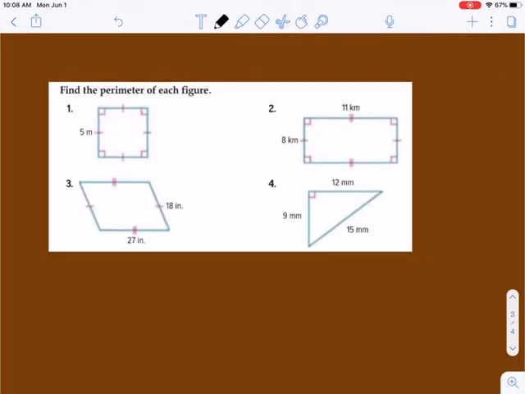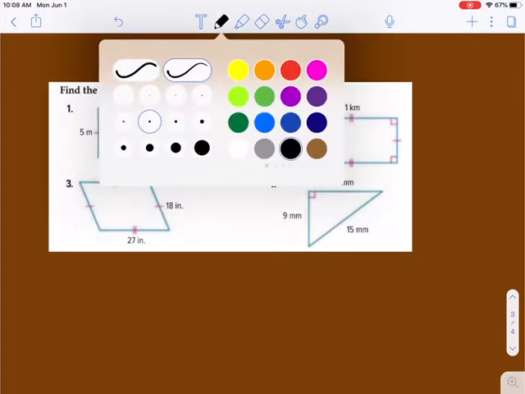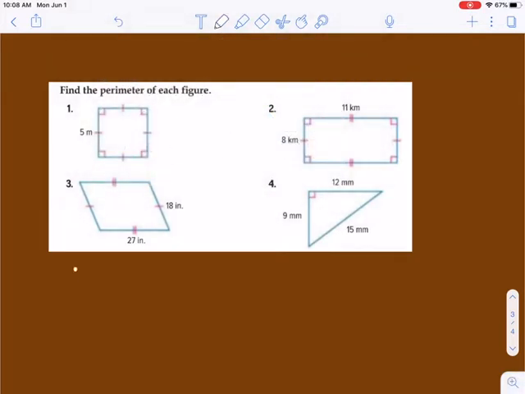So let's just look at a couple of problems. The perimeter of each figure. So number 1, well, if I look at the hash marks, it's a square because they're all the same. So if it's a square, I know that I have 4 sides and each side is the same, and each side is 5. So it would just be 4 times 5, which gives me 20.